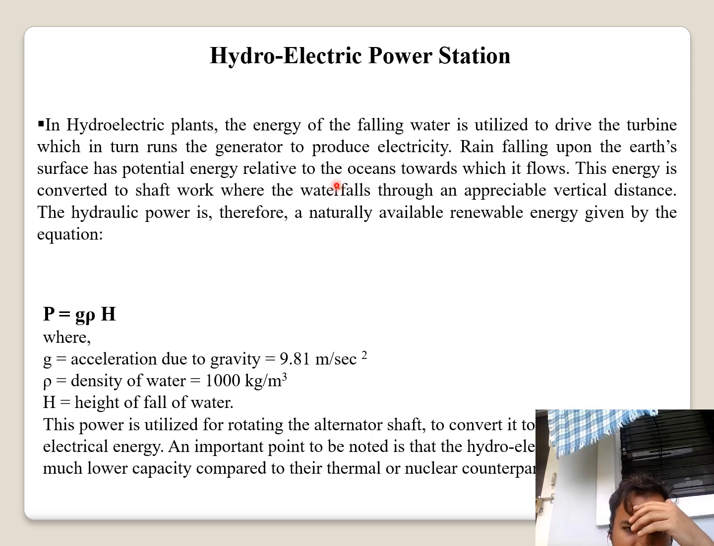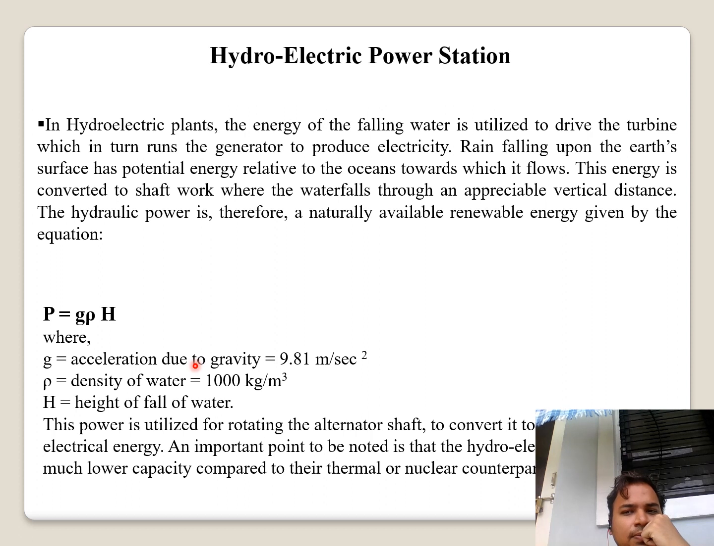The energy is converted to shaft work where the water falls through an appreciable vertical distance. The hydroelectric power is therefore a naturally available renewable energy given by the equation P = G rho H. We discussed yesterday that water stored at a very high height has potential energy. It has also been compared here with the rain that we receive from the clouds. The rain comes down because it also carries a large potential energy.